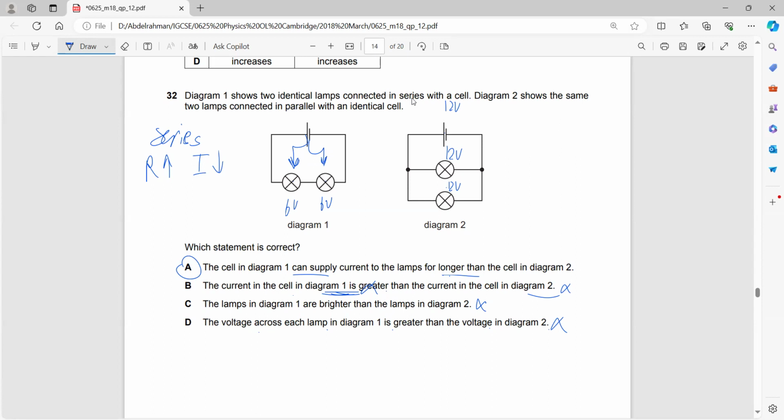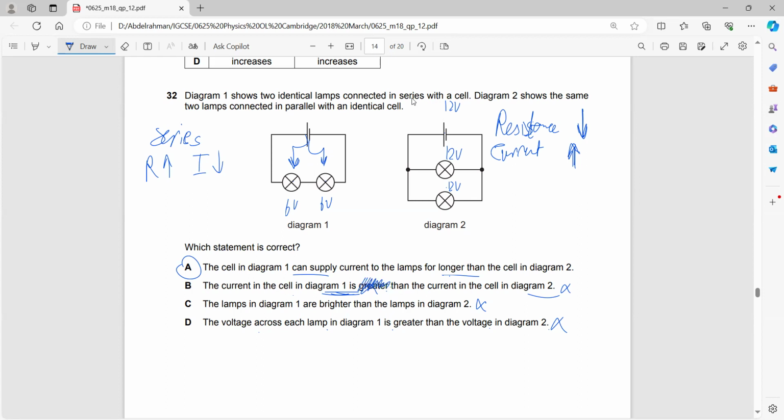Because in diagram 2, you have both of them in parallel. What happens when you have two resistors or two lamps in parallel? What happens to the resistance? The resistance decreases. But when the resistance decreases, what happens to the current? The current increases. So B is wrong. The current in cell 1 has to be less.